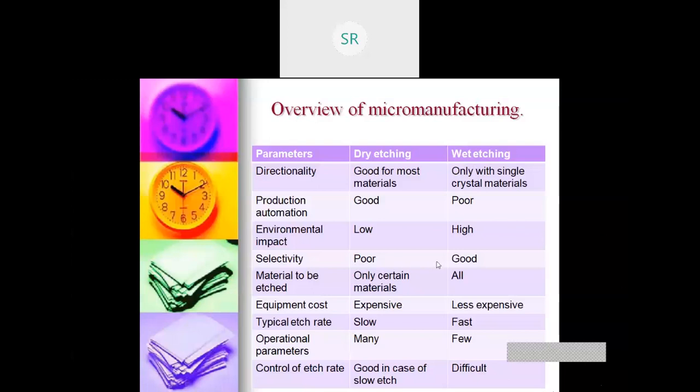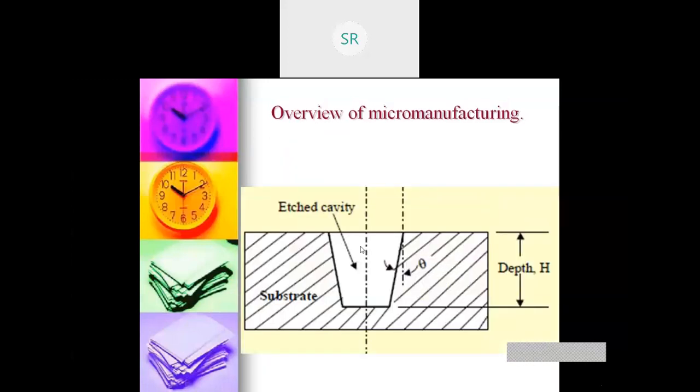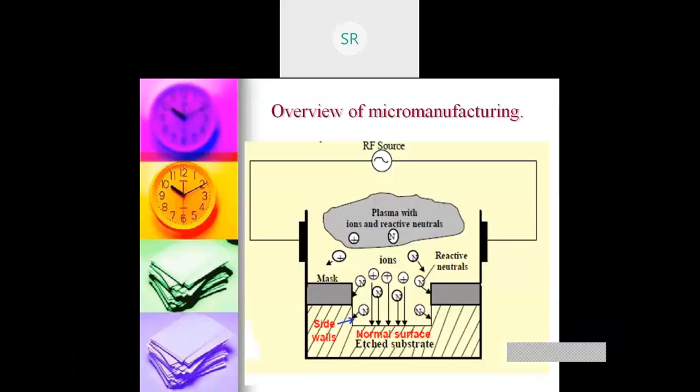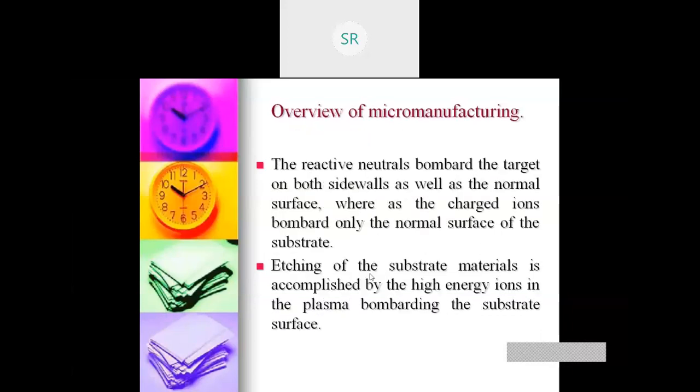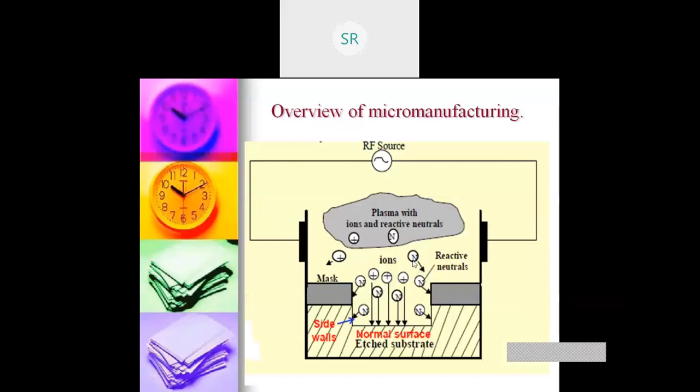Wet etching and dry etching are very important. Dry etching is the plasma. What I need to do is first generate plasma, then add reactive gas, which is nothing but Freon 12. During this process, reactive neutrals are generated. They bombard the sidewall and the normal surface, and the charged ions bombard the normal surface. Because of the high energy of the charged ions, local evaporation happens on the normal substrate and the material is removed. So this is plasma etching.